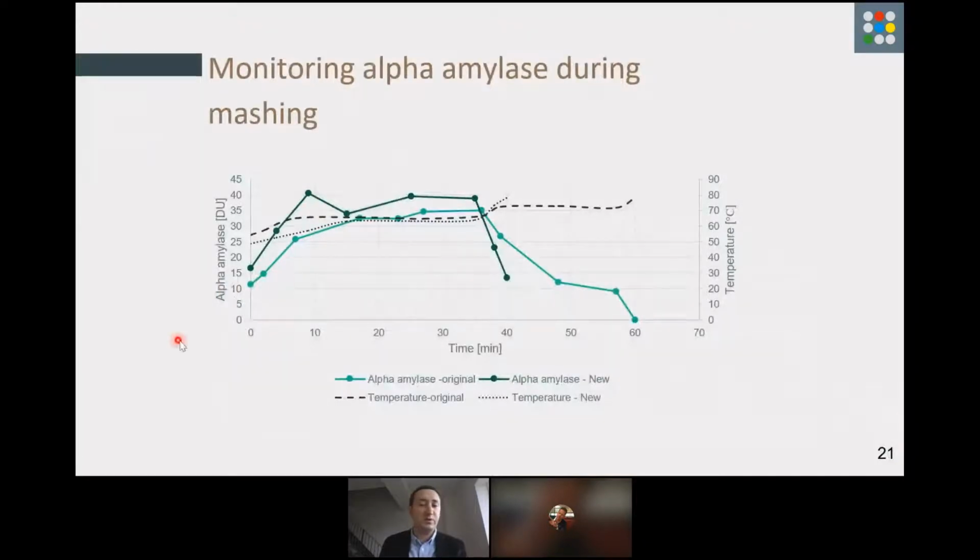For instance, we were able to monitor alpha amylase activity. And here you can see the two time-temperature profiles. And then you can see here the 20 minutes reduction. And what we could see is that there was a decrease in activity in the last step, and that's why we decided to reduce it.